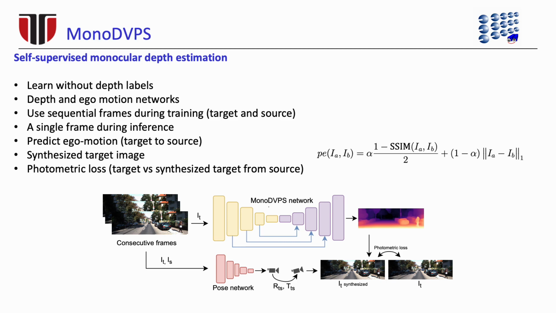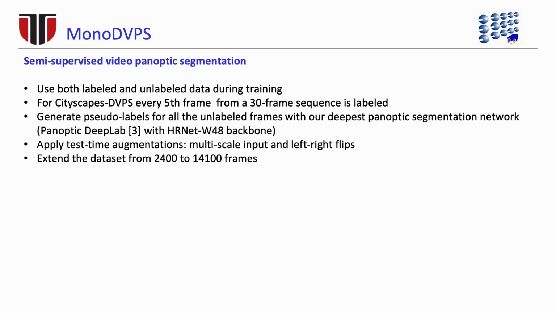We generate pseudo-labels for the unlabeled data on the Cityscapes-DVPS train set with a panoptic segmentation network and extend the dataset almost 6 times. For improved panoptic pseudo-labels, we apply test time augmentations.